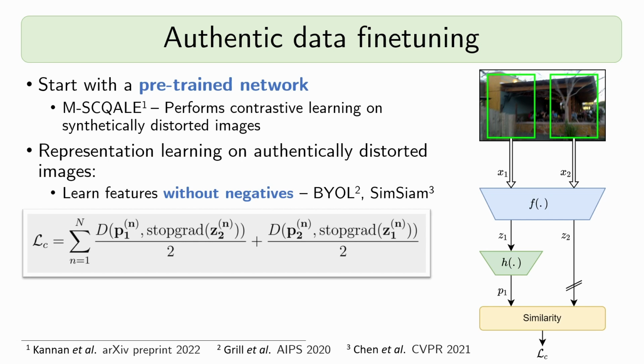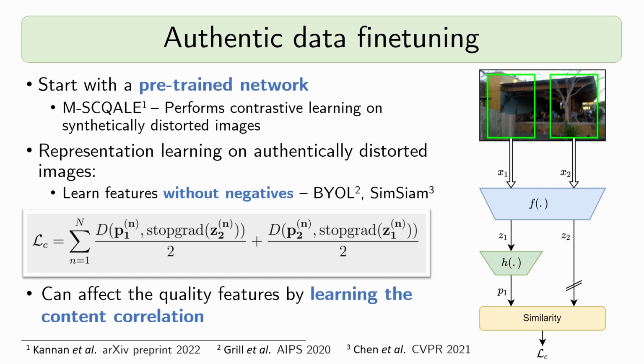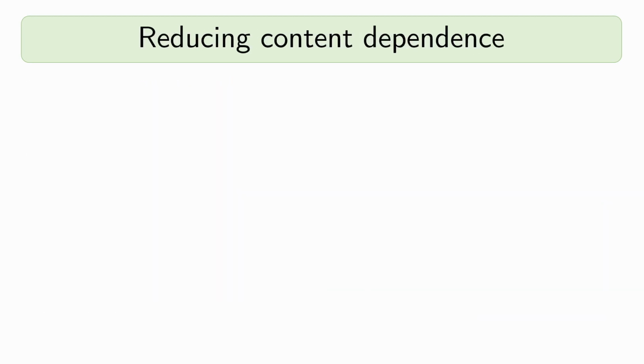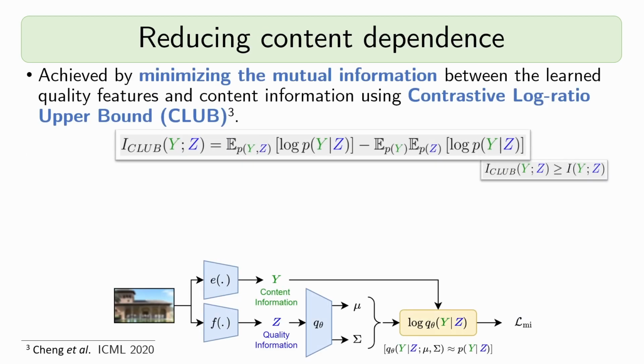Here, we take two large crops from an authentically distorted image, which represents the global quality of the entire image. These patches are passed through the SimSiam framework on the right to compute a dissimilarity loss. Although this learns the quality representation of the entire image, it can also learn the content correlations between two of these patches. This motivates the need to reduce content dependence, which is achieved by minimizing the mutual information between the learned quality features and the content information.